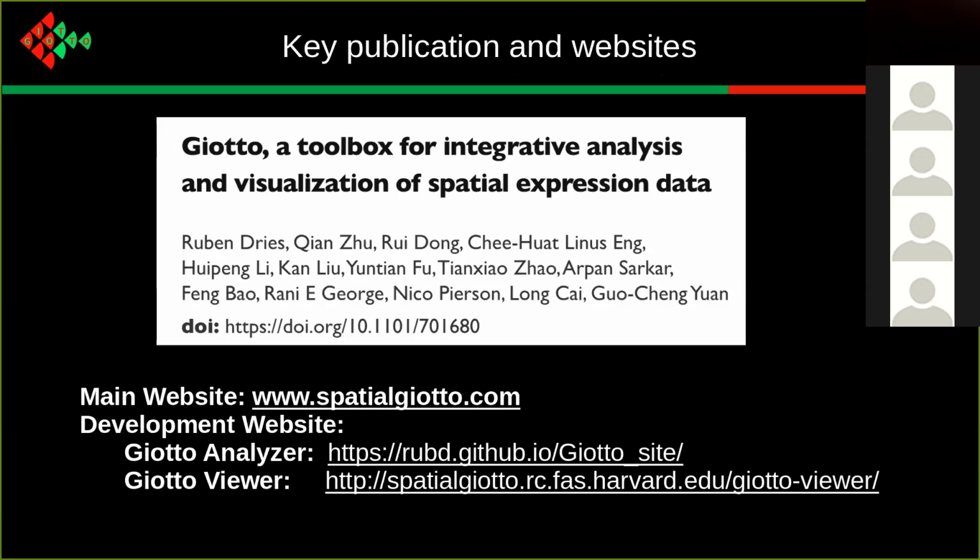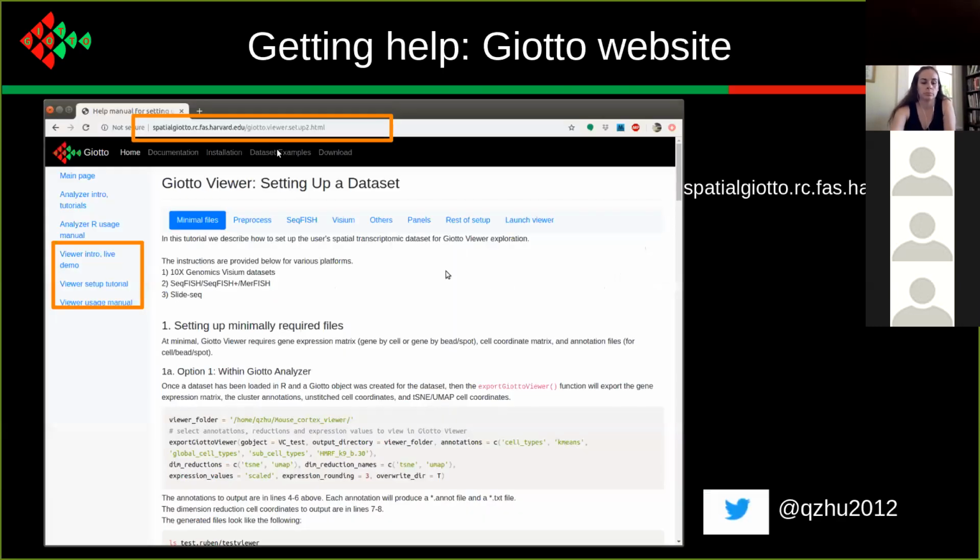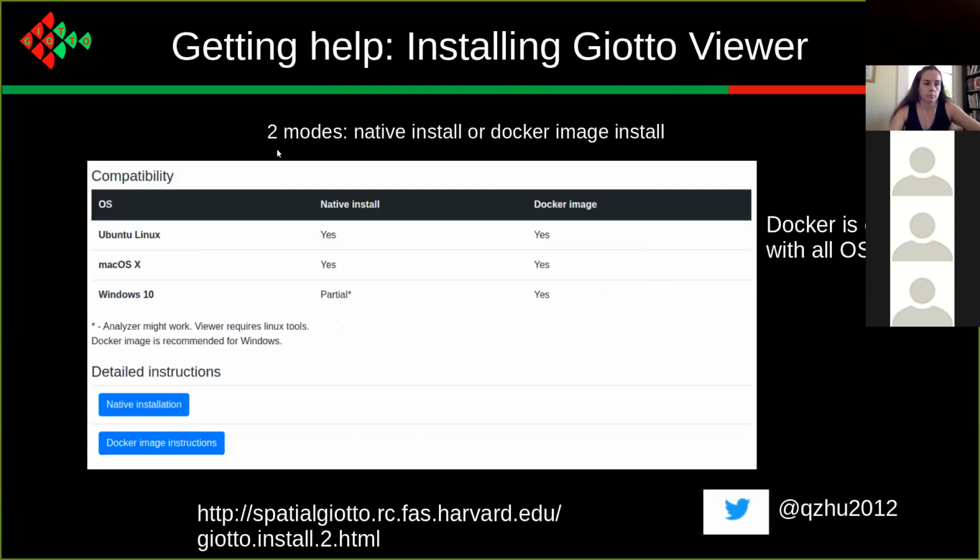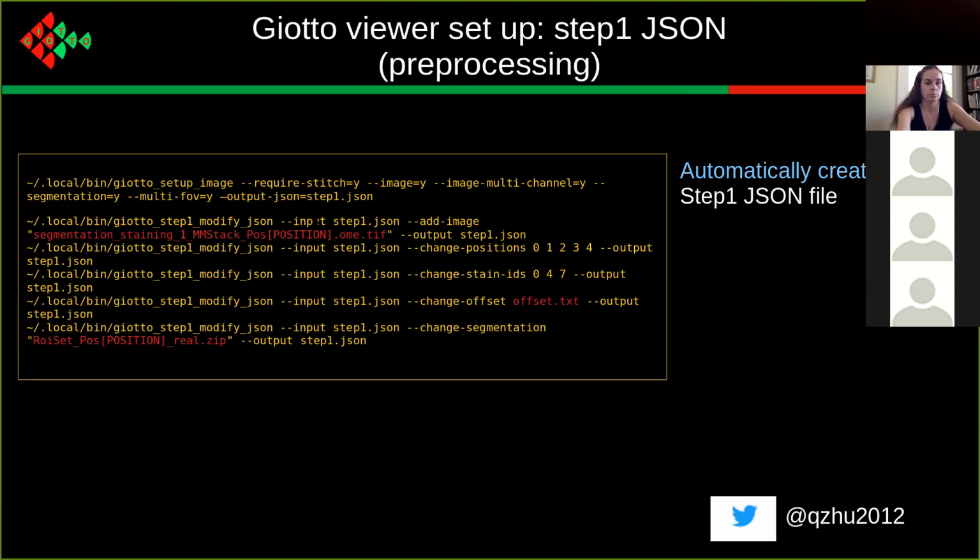And lastly, just to summarize everything that we have talked about here, we have created a website containing all the details of today's presentations at spatialgiotto.com. And more instructions about individual components of Giotto are provided by this development link here. And also a paper mentioning today's work is deposited in bioRxiv. So this is the website that was introduced, and it gives you some idea. We can also get information about, for example, Giotto Viewer setup. And all these slides, by the way, will be posted on the website. So these are going through some of the steps. So that's all I have for now.